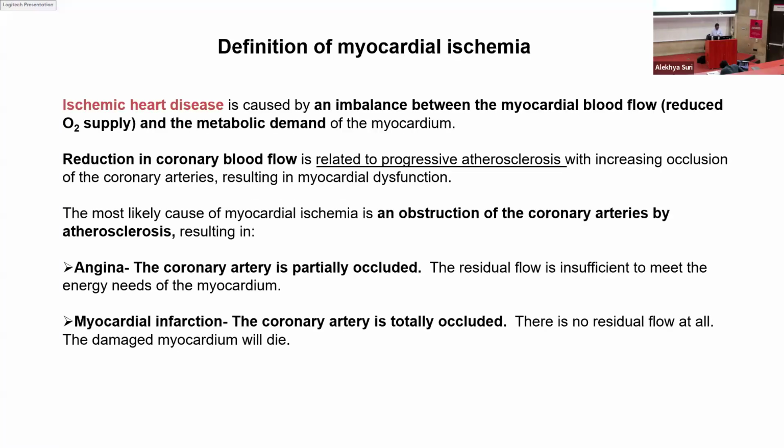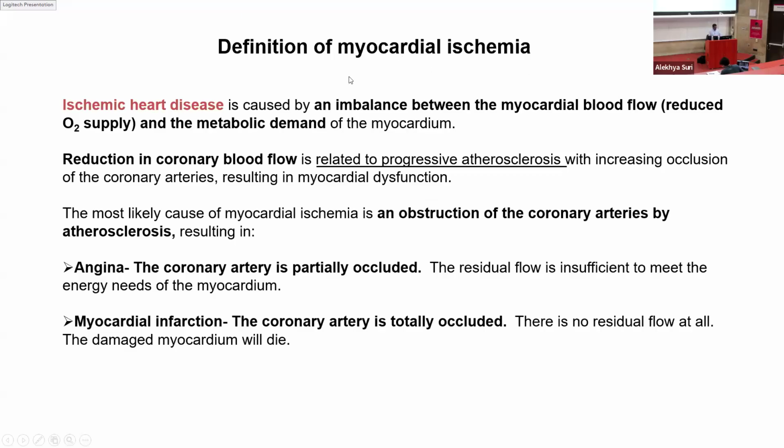We're going to see one example, which is the last part of this lecture, which is cardiac ischemia. Ischemic heart disease is one of the most prevalent heart diseases in the world, and it is caused by an imbalance between the myocardial blood flow and the metabolic demand. So you will see a reduced blood flow but increased metabolic demand. There is a mismatch between the oxygen supply and the energy or ATP production.